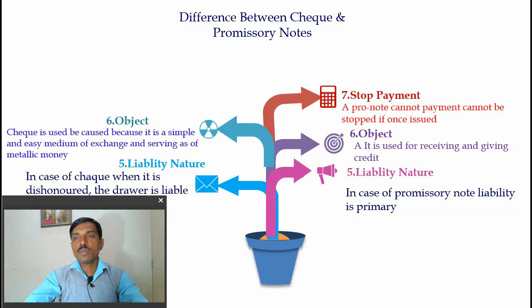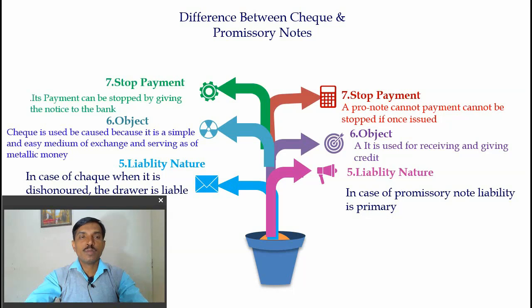The next is stop payment. A promissory note's payment cannot be stopped once it is issued. After issuing, we cannot stop the payment of the promissory note. But in the case of the check, we can stop the payment. The payment can be stopped by giving notice to the bank. If a check is given by mistake, or a certain mistake is made by the maker or drawer, the payment can be stopped in the case of the check, which is not possible in the promissory note.